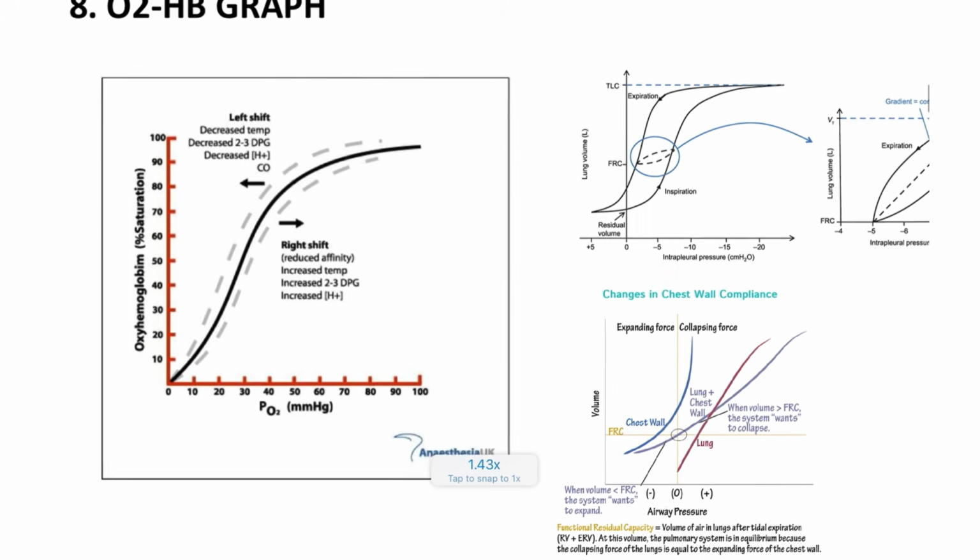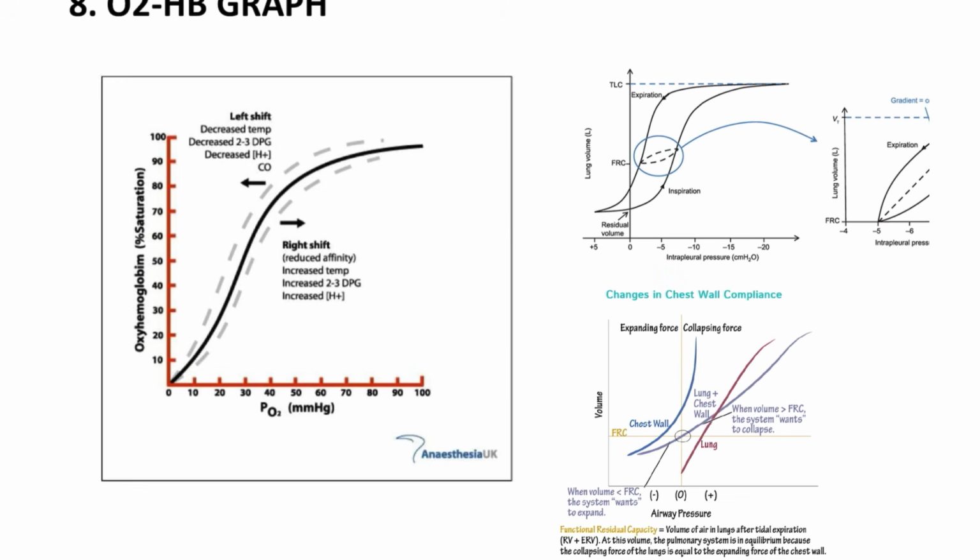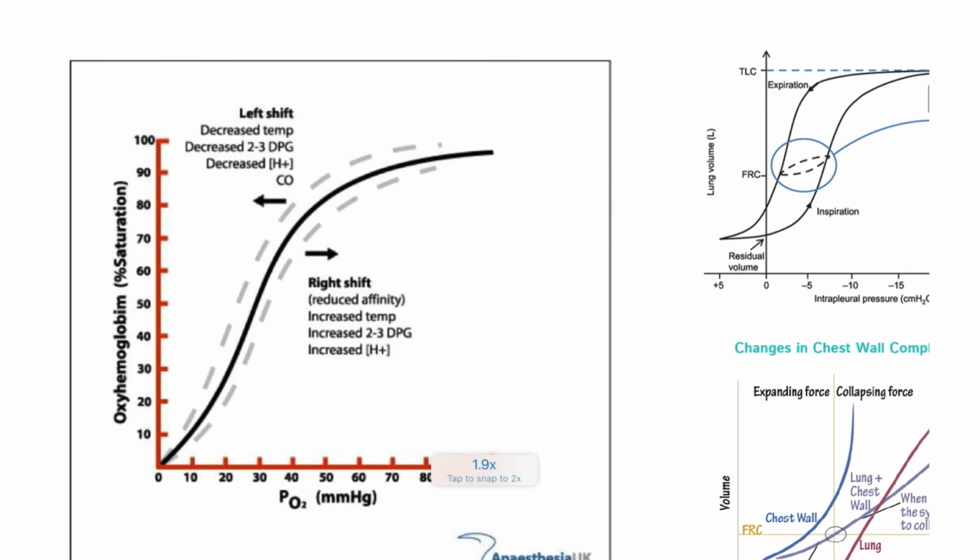Next topic, the oxygen and hemoglobin graph. Here you can see, this is a question that is asked every time: one hemoglobin is going to carry at least 1.34 ml of O2. This is known as oxyhemoglobin.